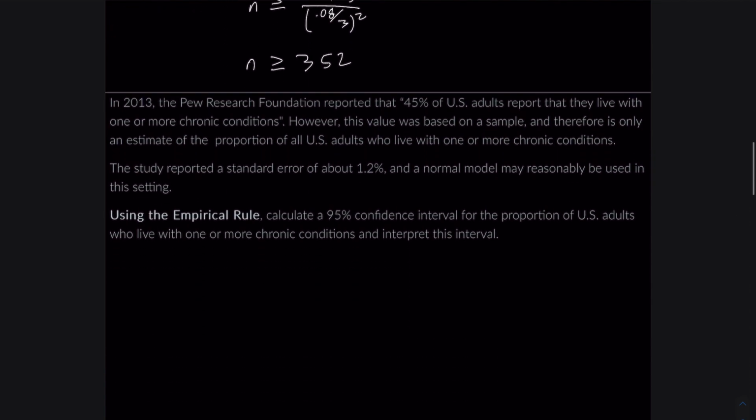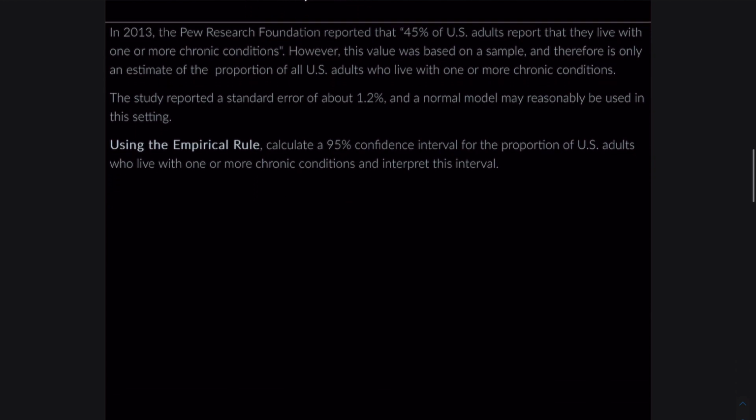So, yeah. All right. Next thing says, in 2013, the Pew Research Foundation reported that 45% of U.S. adults report that they live with one or more chronic conditions. However, this value is based on a sample and is therefore only an estimate of the proportion of all U.S. adults who live with one or more chronic conditions. The study reported a standard error of about 1.2%, so SE equals 0.012, and a normal model may be reasonably used in this setting. That's important.